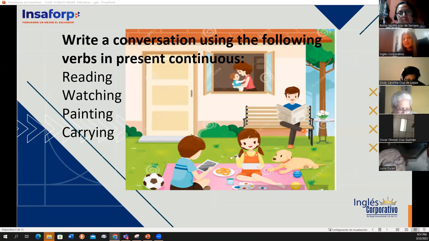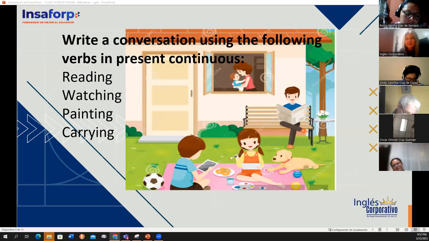Okay, the father is reading the newspaper. The boy is watching tablet. The mother is carrying the baby. The little girl is painting and playing dog. Painting, you mean? Painting. The little girl is painting and playing dog. Okay. They are a beautiful family. Okay. Thank you so much, Mayra.